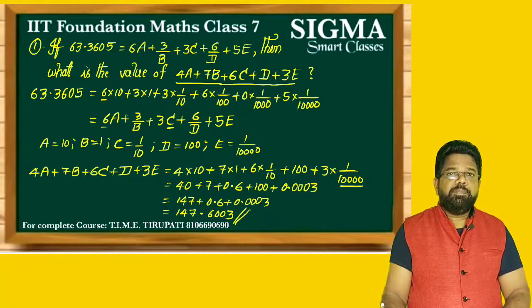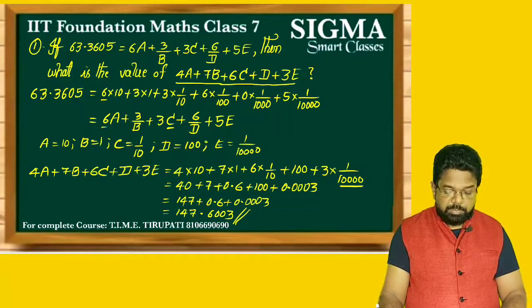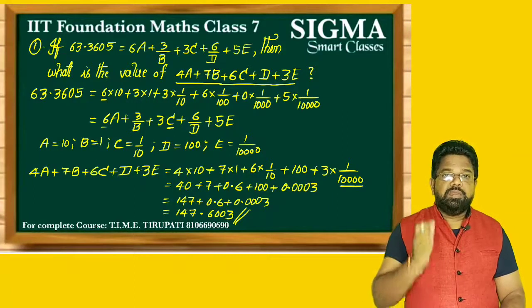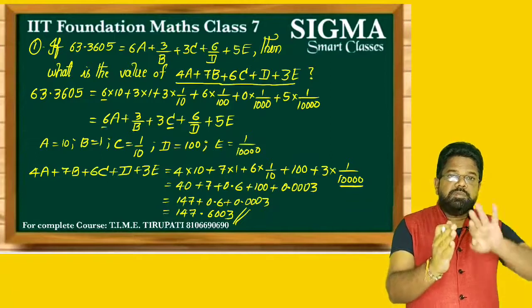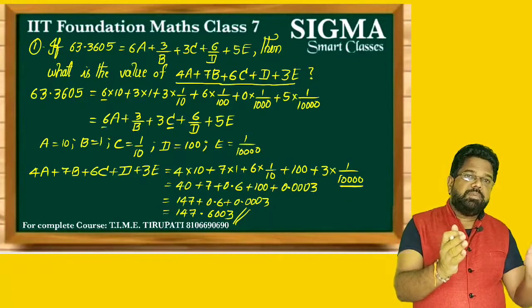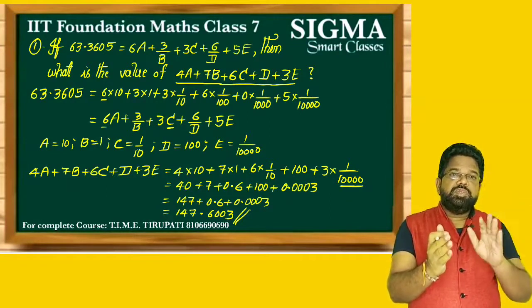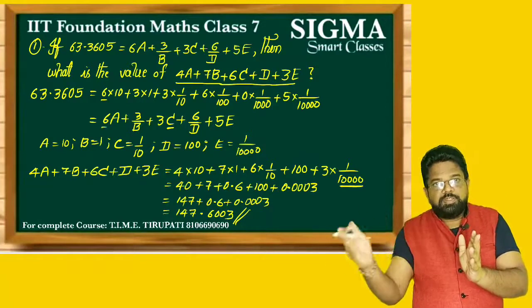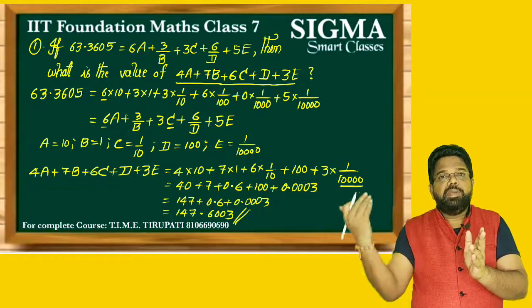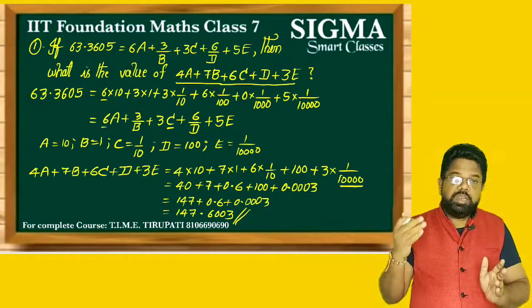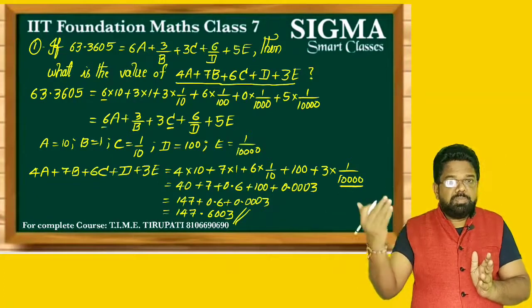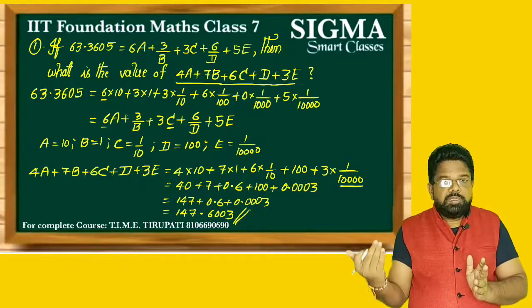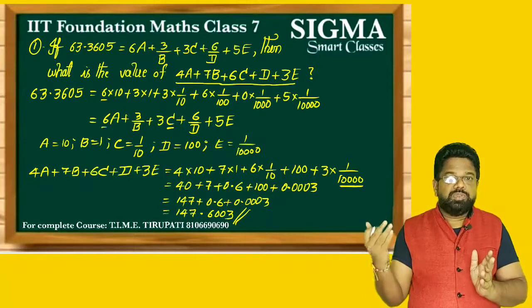Now a very application-type question. A given number can be written as, okay, 63.3605 can be written as. If a decimal is given, on the left side of the decimal are the units place and tens place. 63 can be written as 6 into 10 plus 3 into 1 plus. Now after the decimal you have to write by 10, by 100, by 1000, by 10,000. Here 3 into 1 by 10 plus 6 into 1 by 100 plus 0 into 1 by 1000 plus 5 into 1 by 10,000.